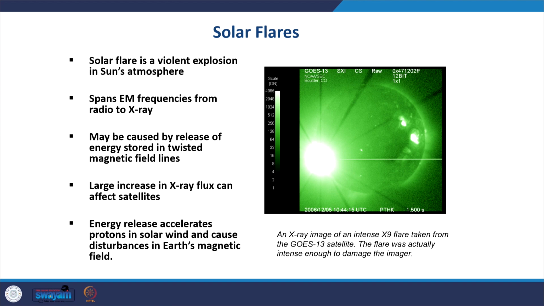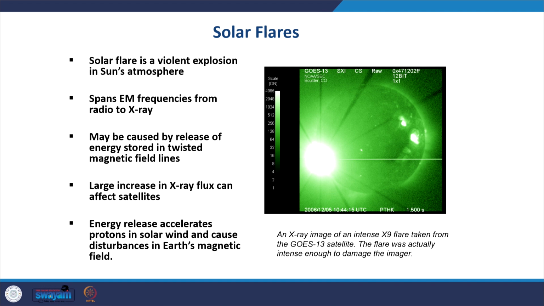Okay. Then the second most important solar phenomenon is the solar flare. What is a solar flare? A solar flare is a violent explosion in the sun's atmosphere. You see this image on the right. You see a bright intensity appearing in the southern hemisphere, in the mid latitudes of the sun. This explosion, this bright light, is basically referred to as a solar flare. A solar flare spans electromagnetic frequencies from radio to X-ray. So all the wavelengths are illuminated at once.